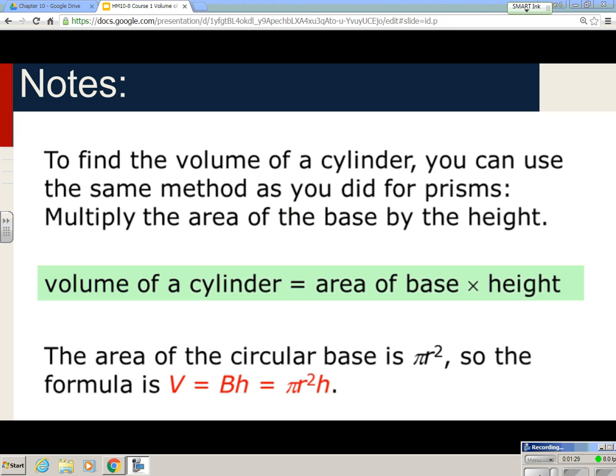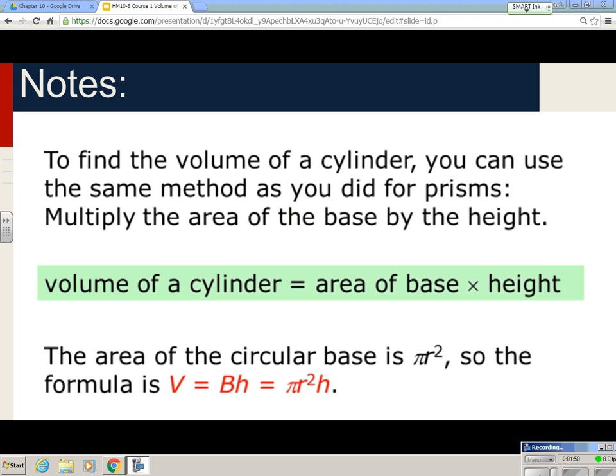Sticking with volume today, we're going to look at cylinders, as I said in the goal. And to find the volume of a cylinder, you can use the same method as you do for the prisms that we just did with rectangles and triangles. You find the base, and then you find the height. So the volume of a cylinder is really just base times height.